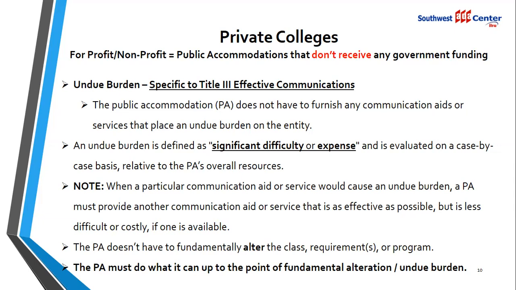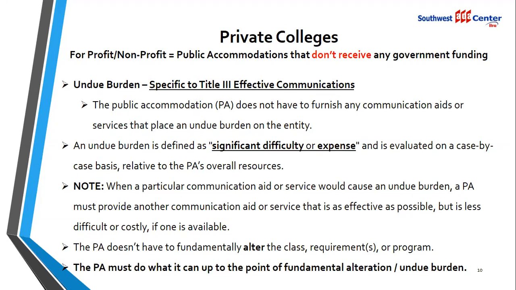So under a private college that doesn't receive any government funding, there's a term called undue burden. And interestingly enough, it's only specific to Title III effective communication. Effective communication is the provision of ASL interpreters. It may be captioning of videos. It could be alternative formats such as Braille or large print, etc. The public accommodation does not have to furnish any communication aids or services that place an undue burden on the entity.